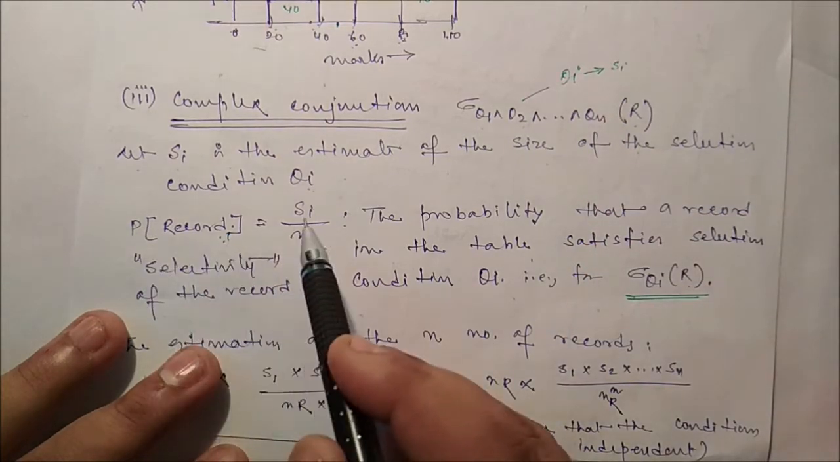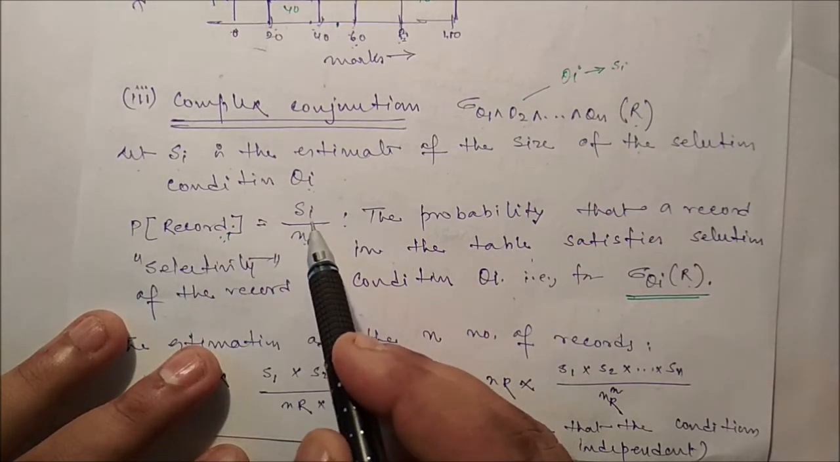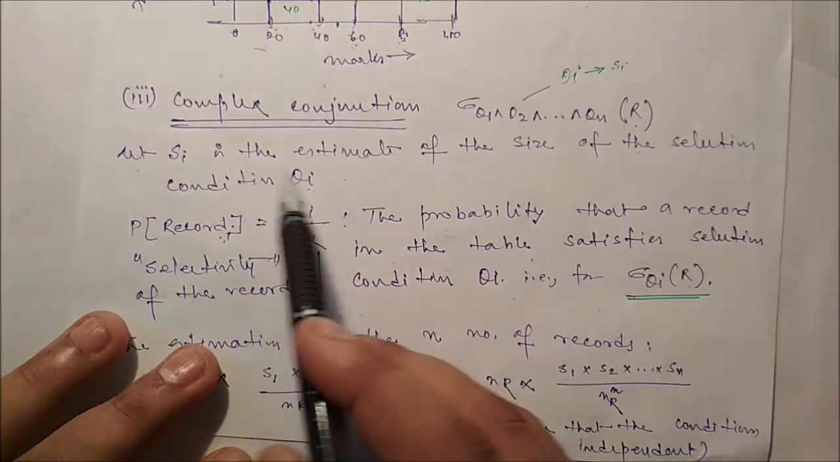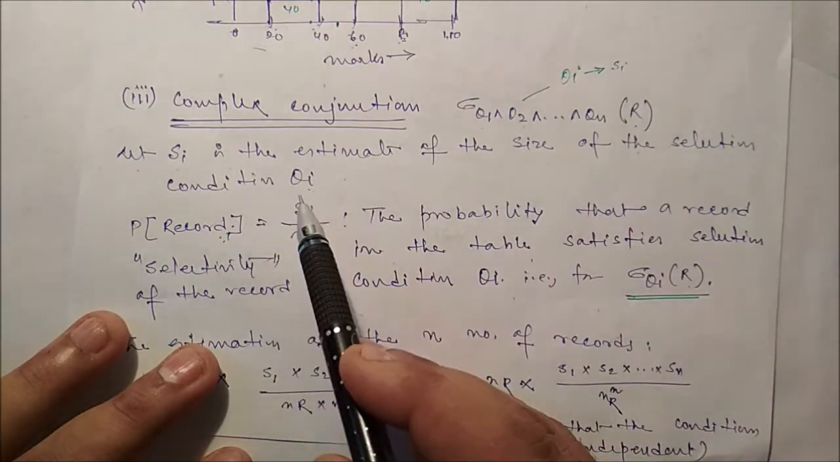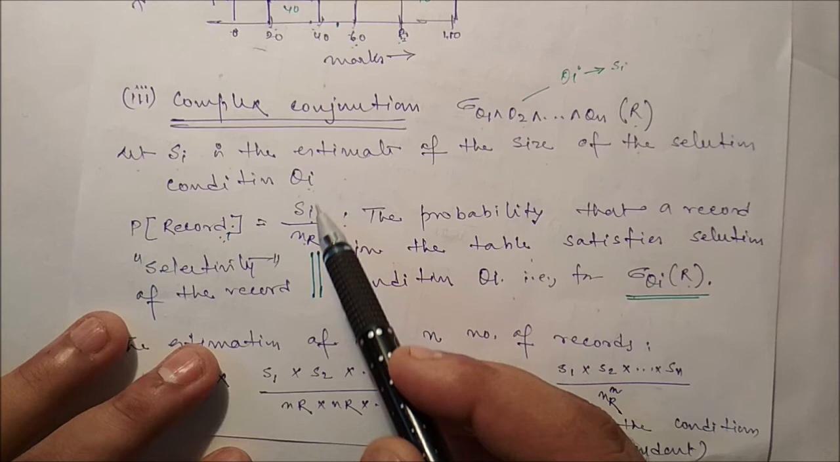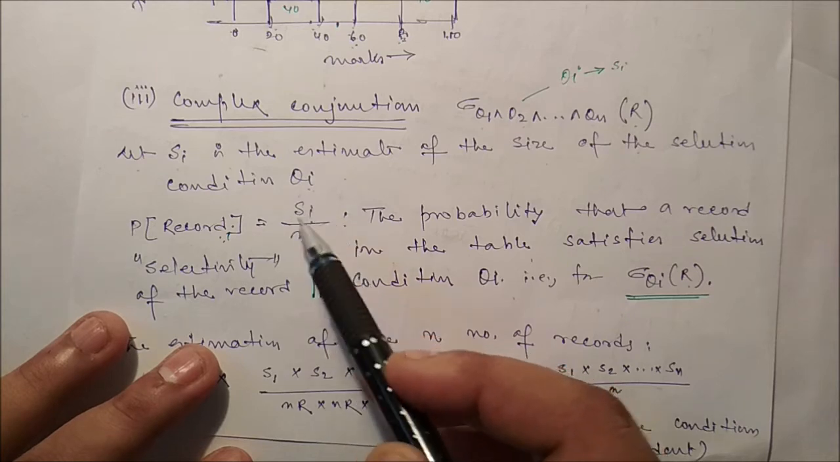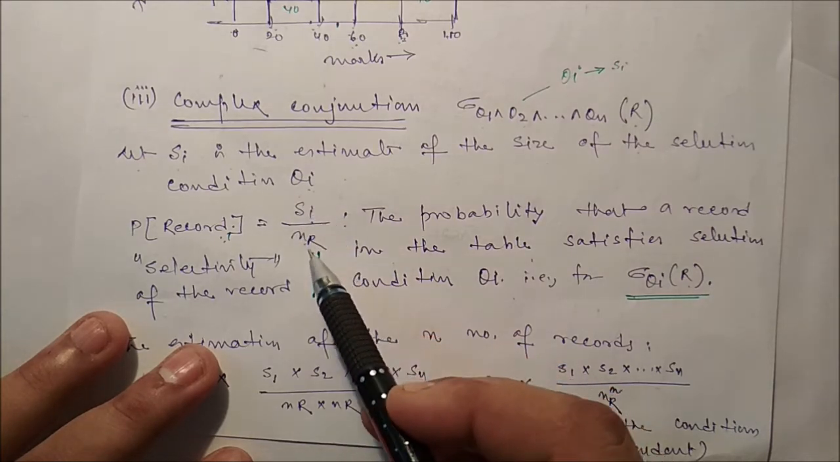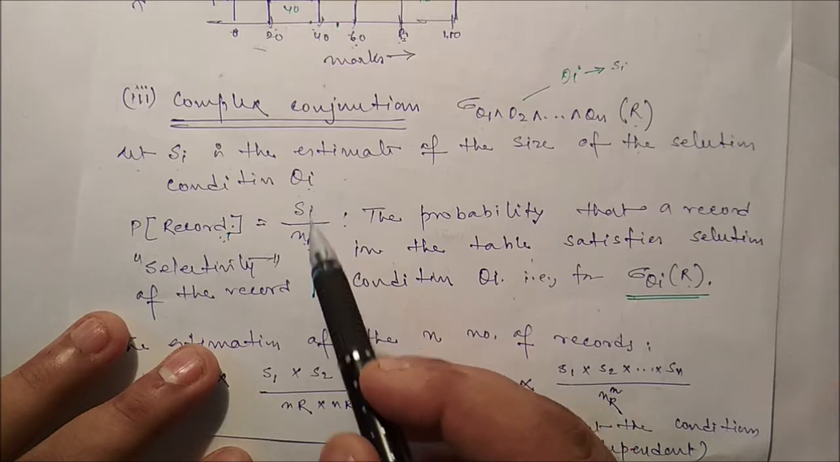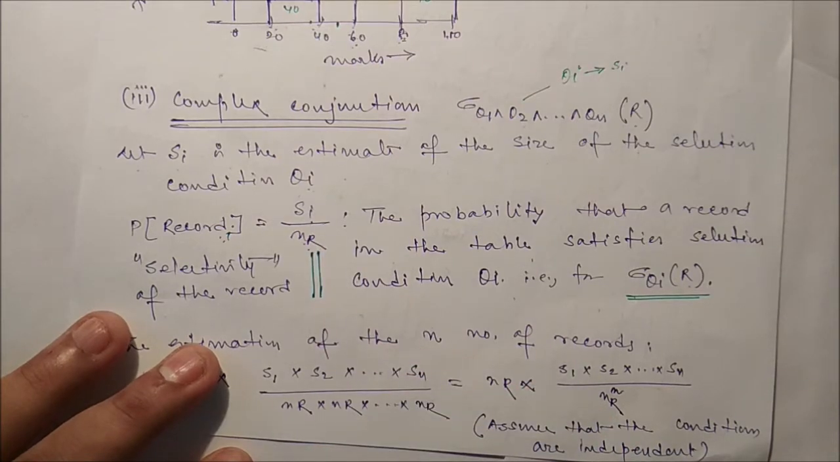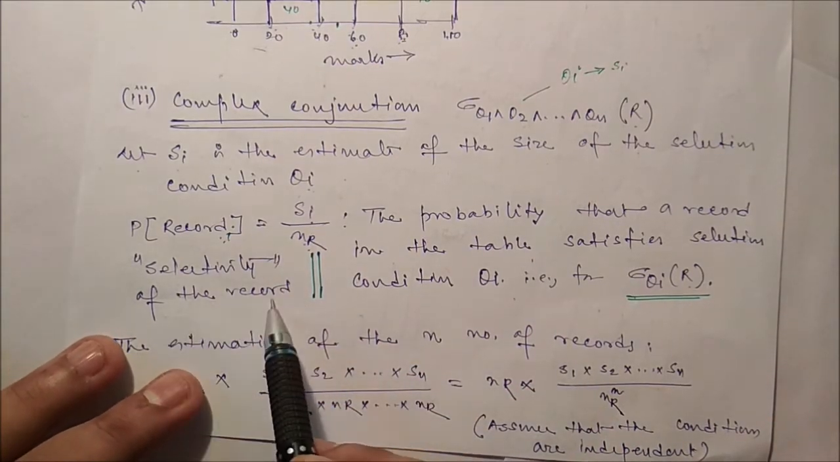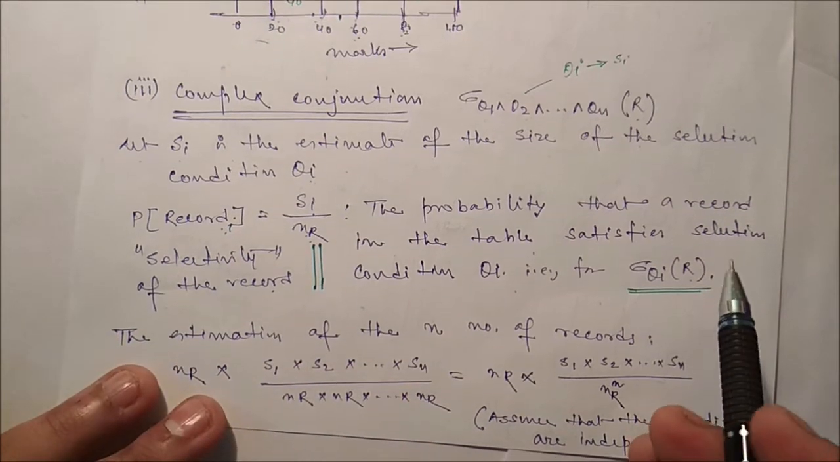So the probability of record I is SI by NI. What is SI? SI is the estimate of the size of the selection condition, meaning we can estimate how many records it will return, and NI is the total number of records. So the probability is SI by NI. This probability is called the selectivity of the record. Are you getting this?